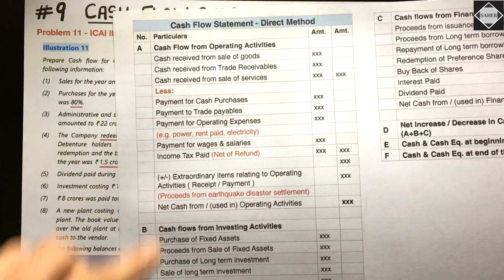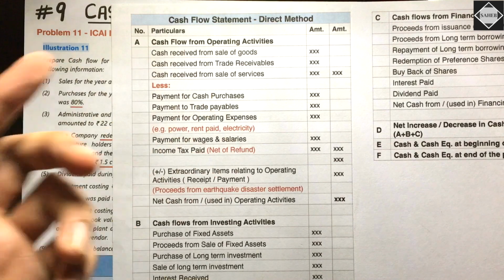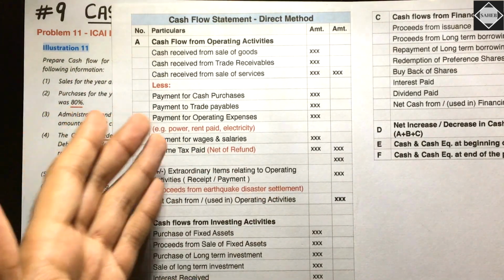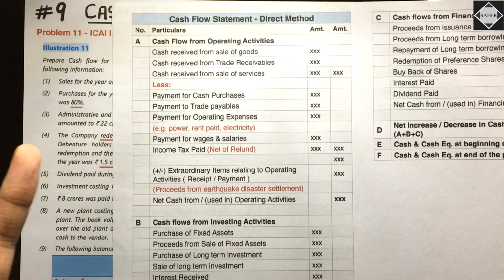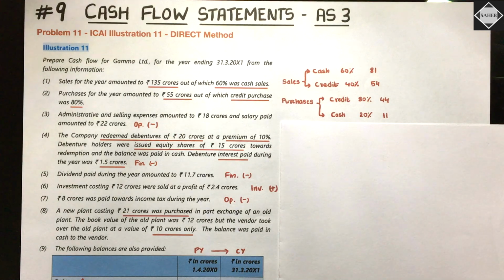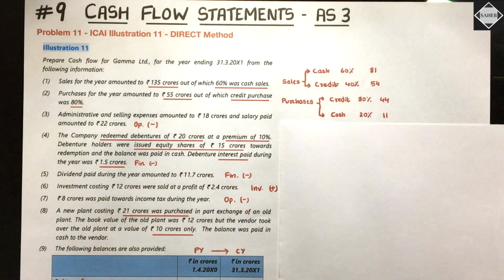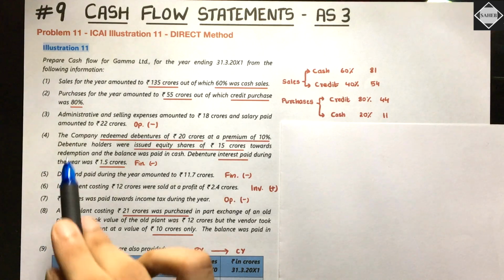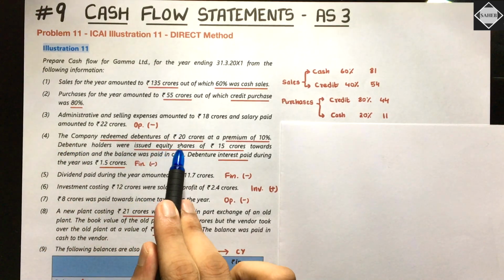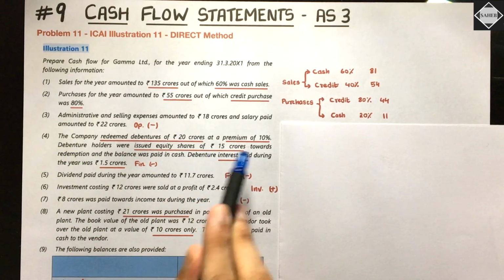Yeah, for operating activity, see, payment for operating expenses. You just have to subtract that, like power, rent paid, electricity paid. Okay, all these things. So separately, you will subtract 18 crores and 22 crores in the operating activity. Is it clear? Simple. Next point, the company redeemed debentures of 20 crores at a premium of 10%.